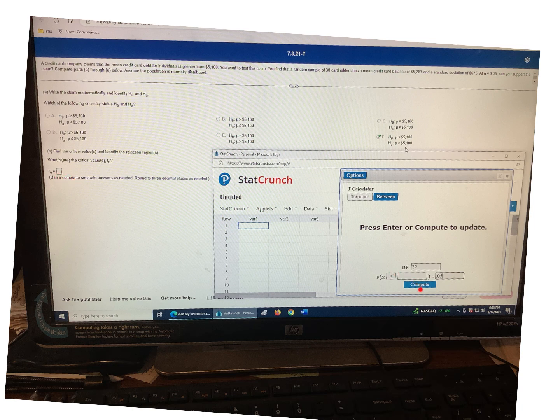And I'll let you click compute and see what you come up with. Hope that helps.